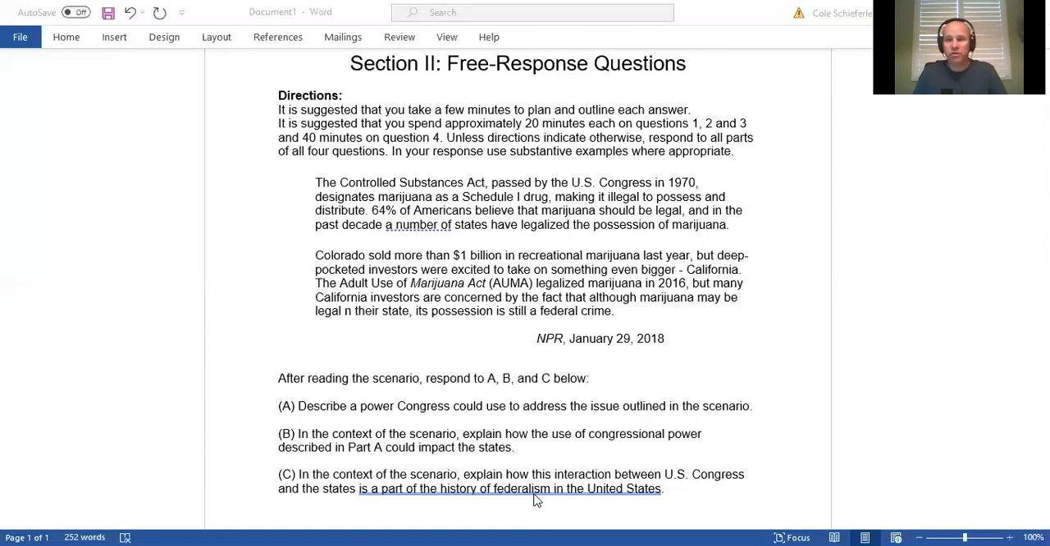If you get an FRQ about executive orders and you use the term executive order, you better define what an executive order is. If you get a bureaucratic FRQ and it talks about discretionary authority, you better define what that is. Or even if it's not in the question, but you use it in your answer, you better define what that term is, because we're making sure the reader knows that we know what we're talking about. Okay? So let's go ahead and do this one here.